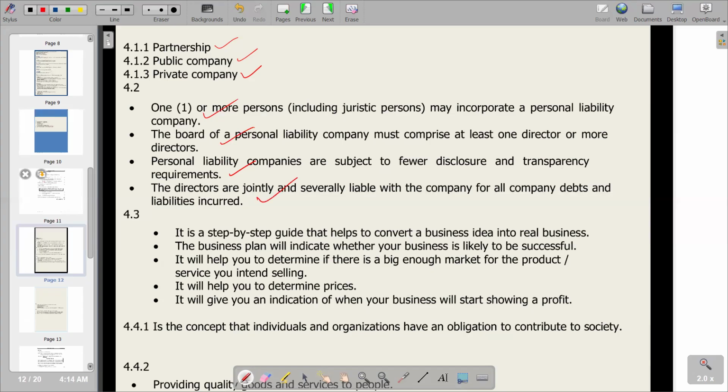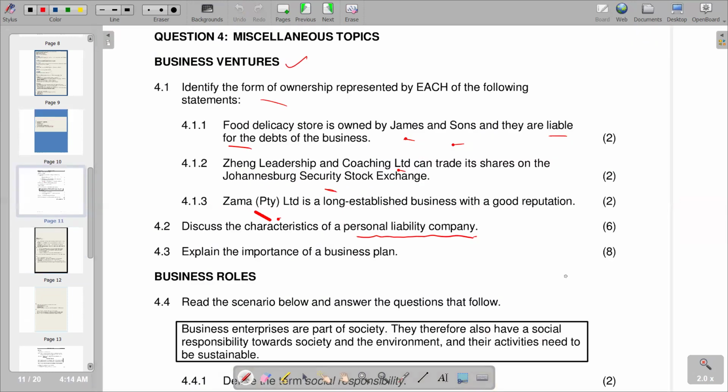We go back to our question, we see that our question has got 6 marks. So those are 3 points that can make you get the 6 marks. The last part, explain the importance of a business plan. We have been defining what is a business plan. Now we want the importance of a business plan.